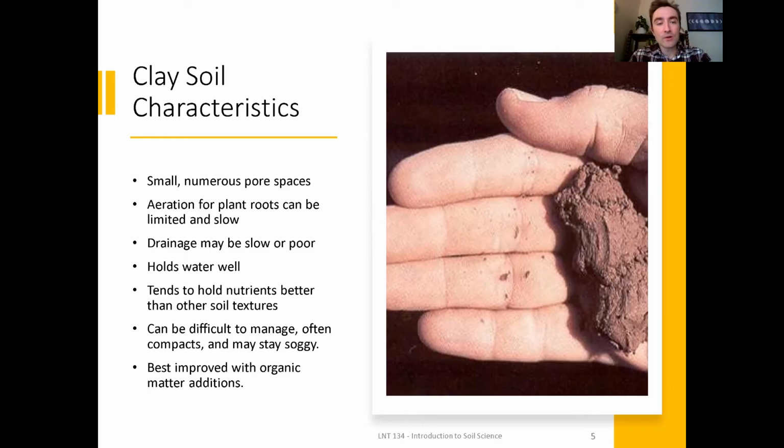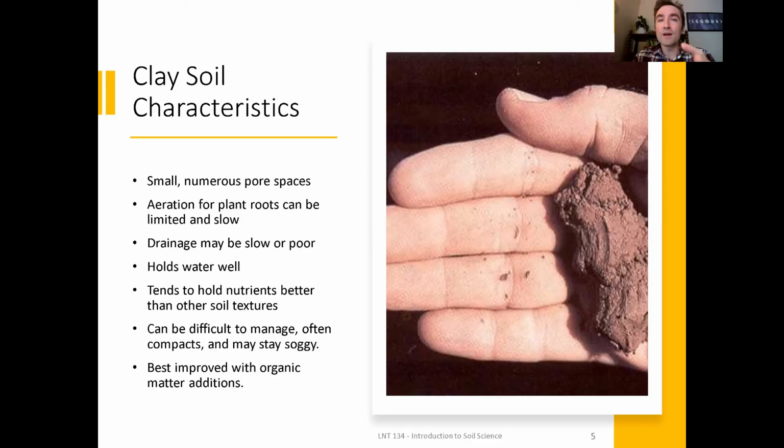If you have a clay soil, it will tend to hold nutrients better because there is less leaching. There's also an electrical property that causes the ions to hang on to the particles, which we'll talk about in a few weeks. But it can be difficult to manage because it's so heavy and it sticks together. And when it does get wet, it might stay soggy and you need to not walk on it and you have compaction problems, you have runoff problems.